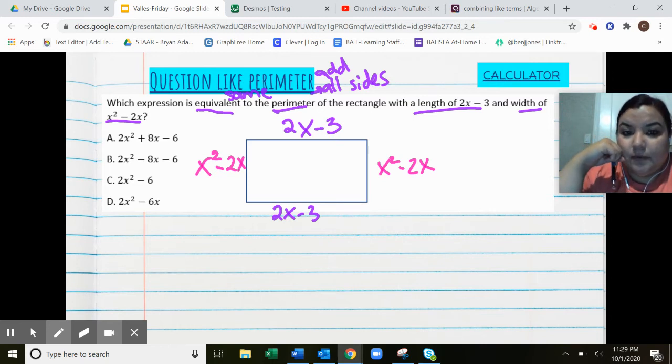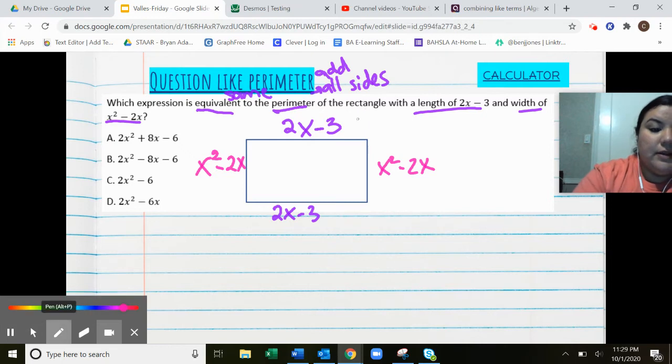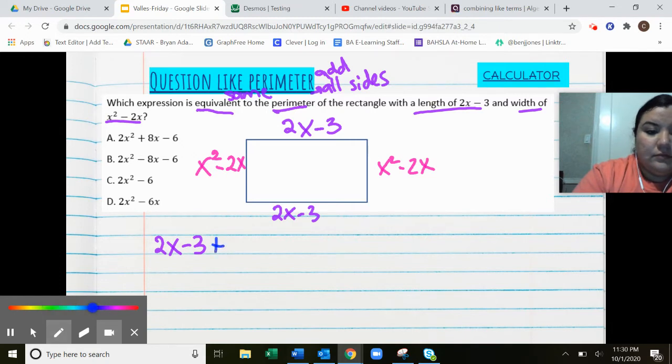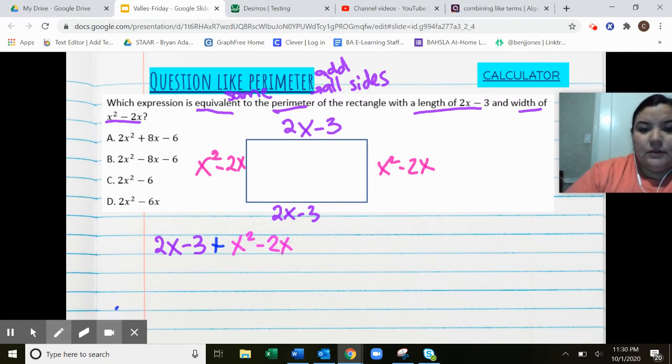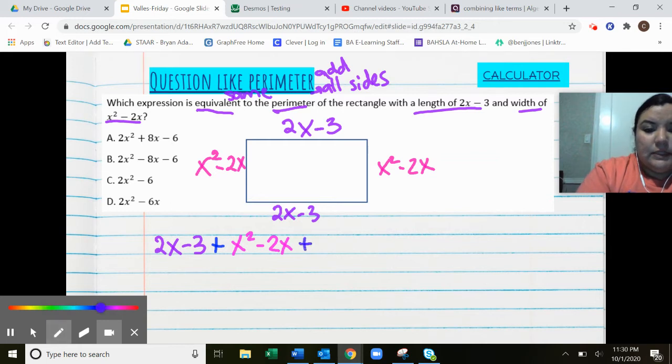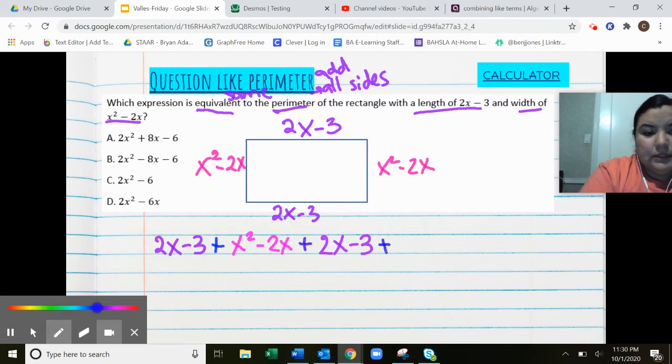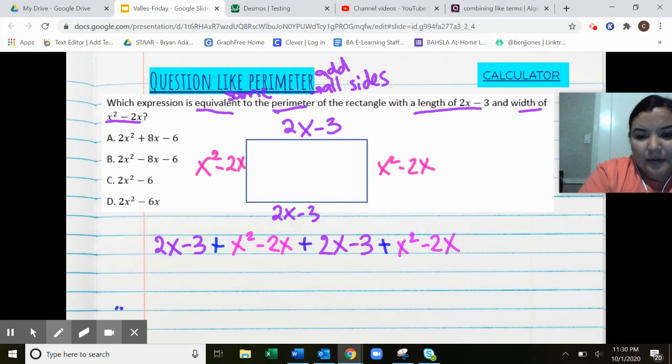So I'm going to start finding the perimeter. Perimeter means I have to add all of my sides together. So I have 2x minus 3 plus x to the power of 2 minus 2x. So I'm going around from the top all the way around. Plus, and then I have 2x minus 3 plus x to the power of 2 minus 2x. That's a little bit different color, but that's fine.